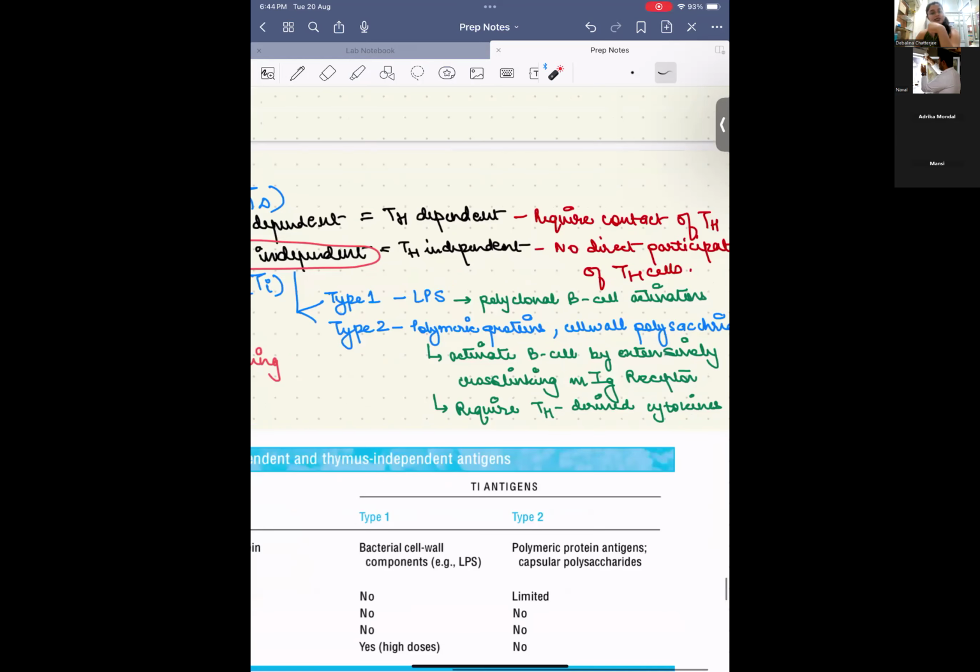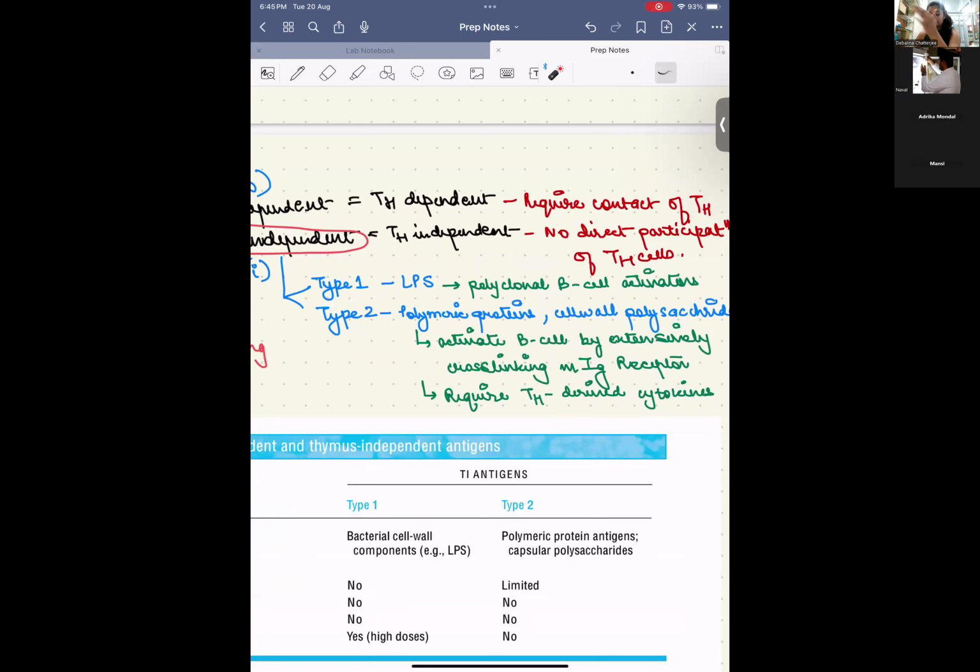So TI and TD antigens. TI antigens are further typed into type 1 and type 2. Type 1 is essentially for the lipopolysaccharides, which are present in the bacterial cell walls. And what happens is that if an LPS stimulus is present, maybe the bacteria has been lysed or we have a bacteria and the B cell recognizes it based on the lipopolysaccharide component of the cell wall, there is a polyclonal activation of B cell.